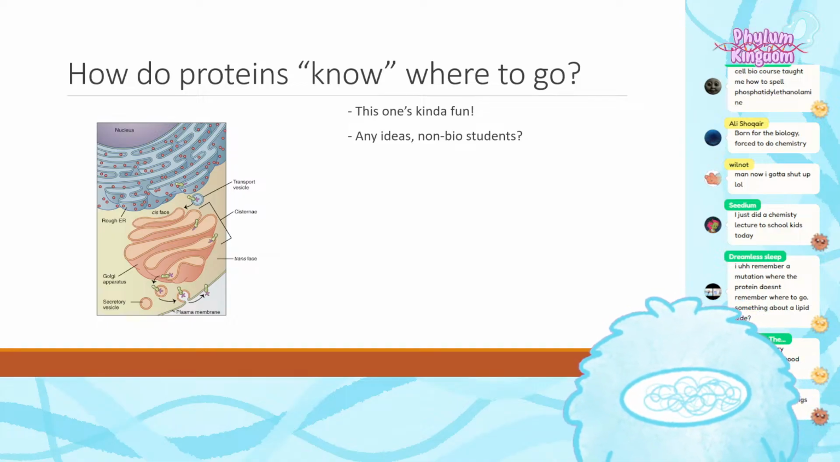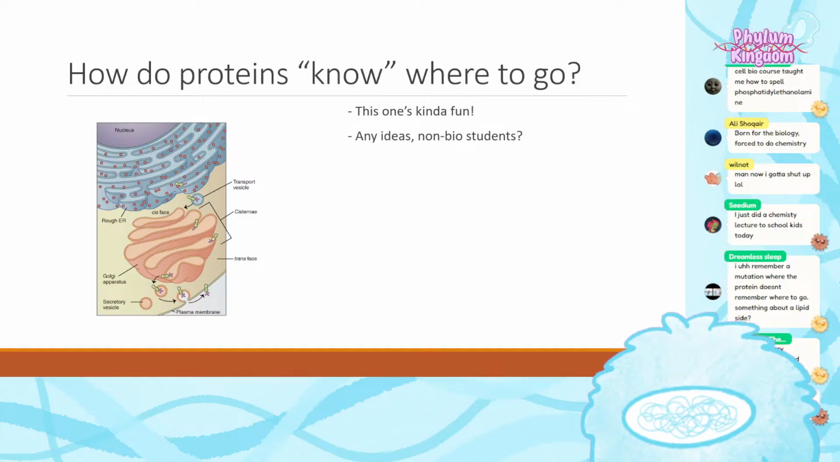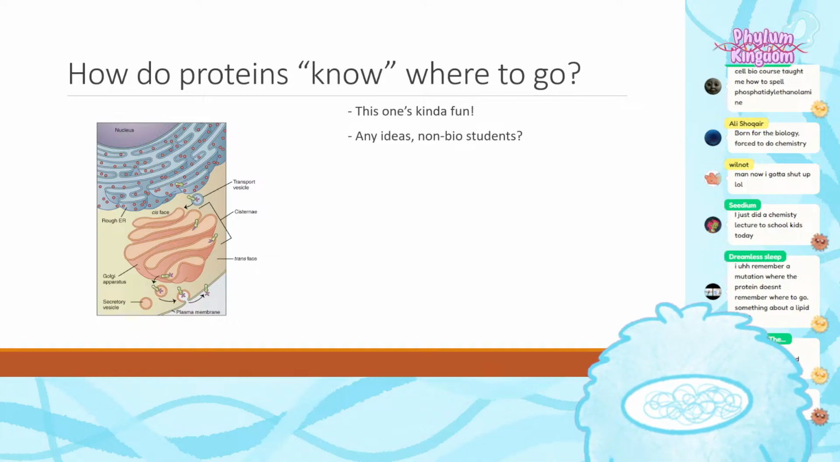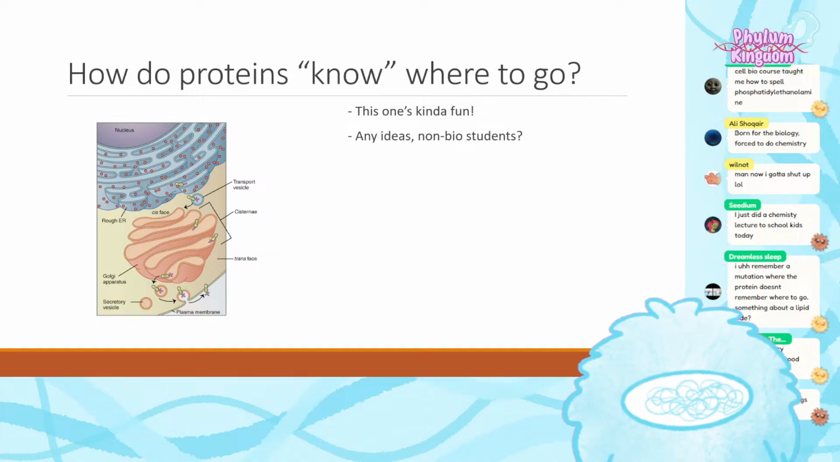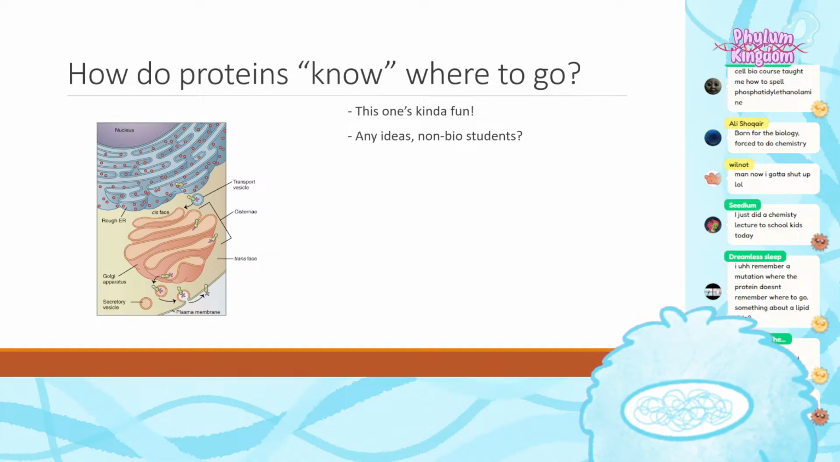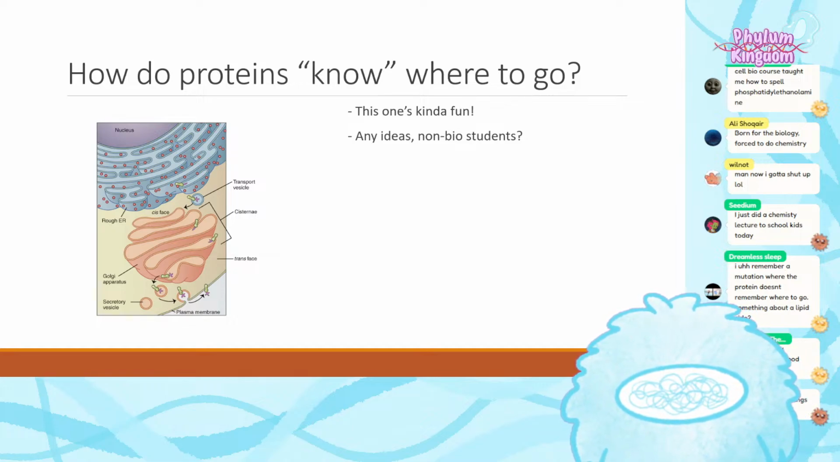Any guesses? And this is where I think a lot of learning actually happens. If you've never taken biology before, forcing yourself to come up with something, even if it's wrong, is still a very mentally useful activity. It is still something that will train your brain to tackle new and interesting problems. So how does a protein know where to go?